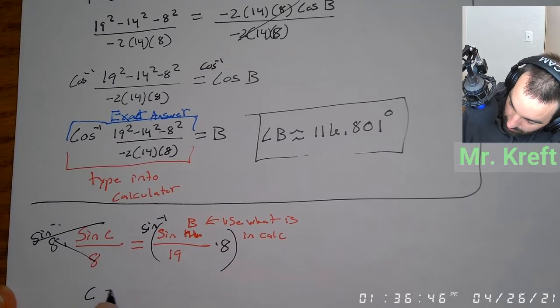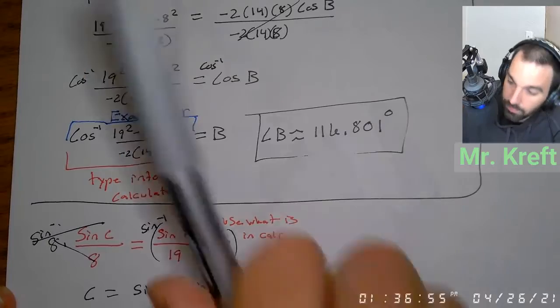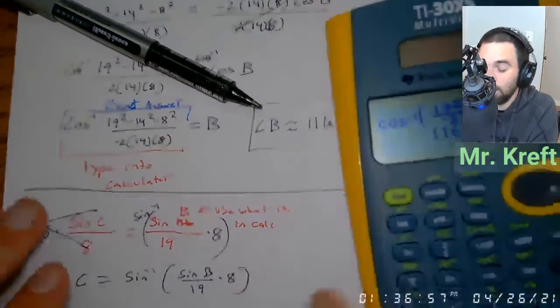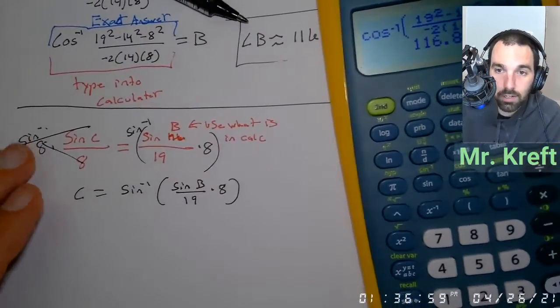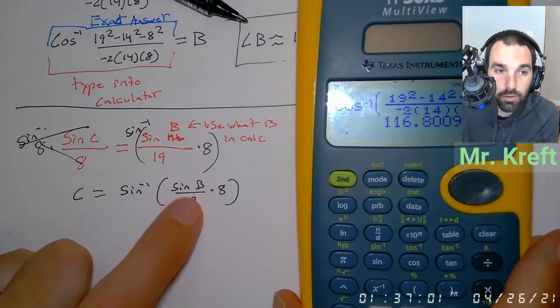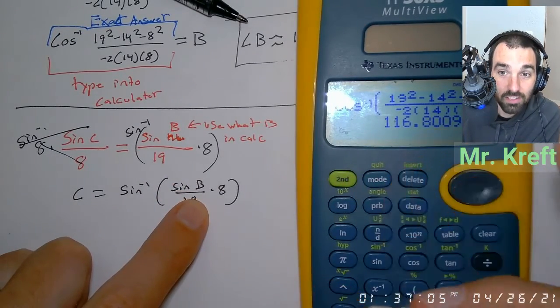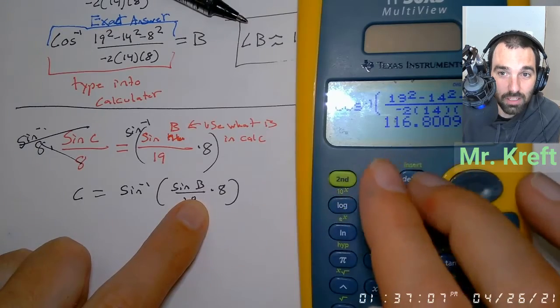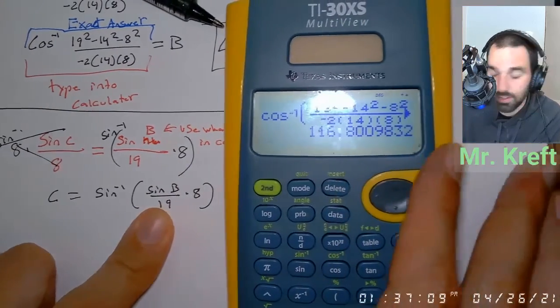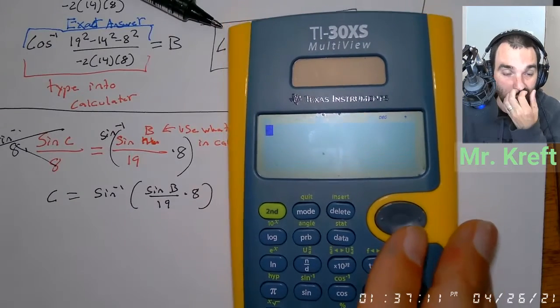Okay, so I'm going to get C equals sine inverse of sine of B over 19 times 8. Now, if we were in person, we would be using graphing calculators, and I would show you how to store the value B, so you literally could just go alpha B. See how nice that would be? But not everyone has the same calculator, so I'm not going to do that this year.